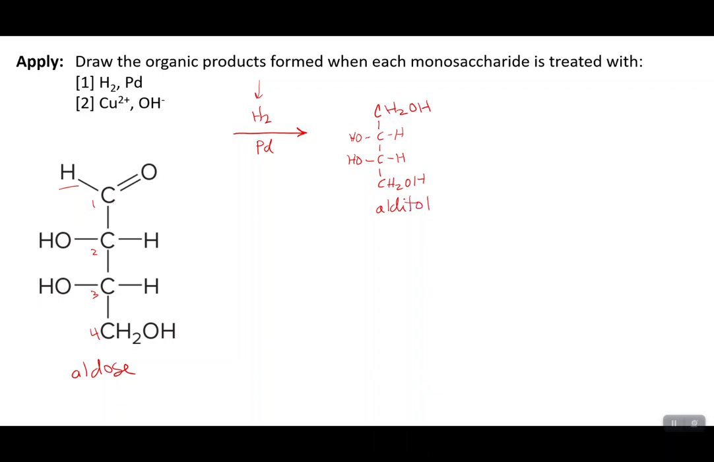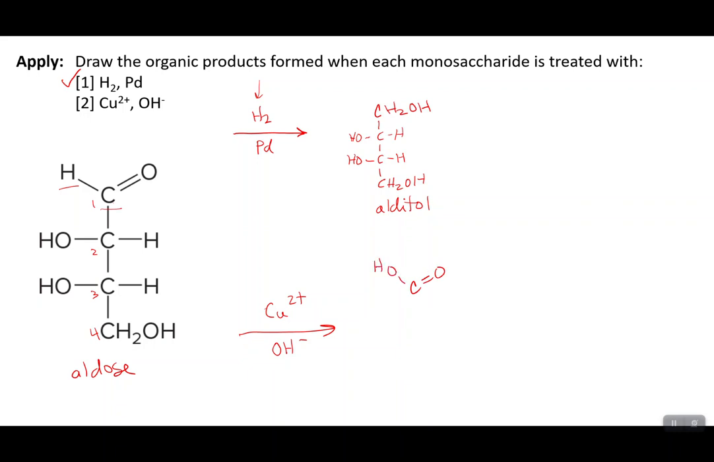All right, let's look at the second reaction. So now we're going to do copper 2+ and OH-. And immediately I recognize these are reagents that are used for oxidizing reactions. So since I have an aldose, I have an aldehyde group that can be oxidized. So this aldehyde group located in carbon 1 is going to turn into a carboxylic acid. So I'm going to go ahead and write that in.